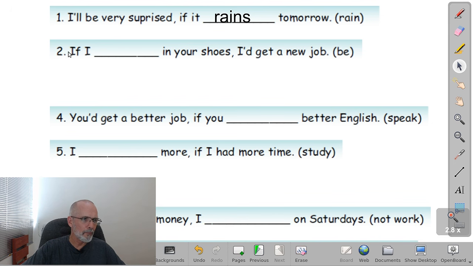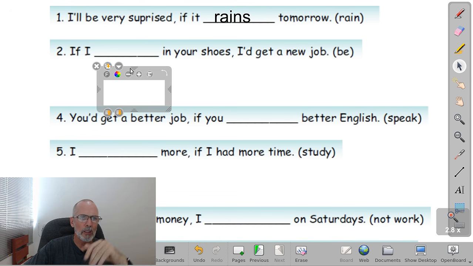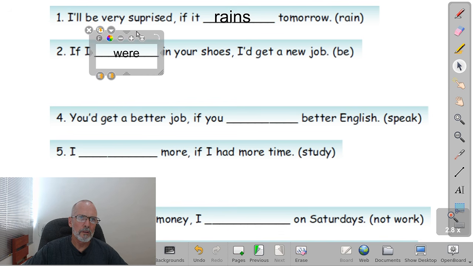Number 2. Lydiette, Melissa, Graciela, Lewis, Tanya put was. Well, it's possible to put was. Some native speakers say was. But remember, in these conditionals, it's better to use were.